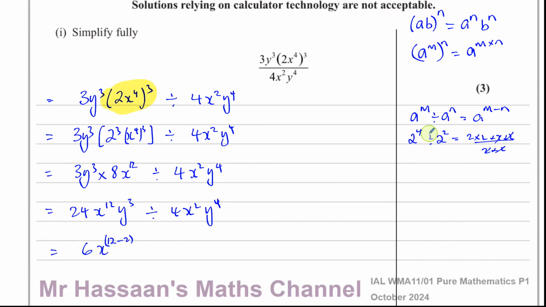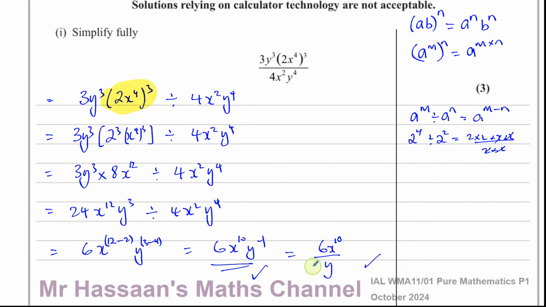It's like when you subtract these two powers. All right, so this would be 12 minus 2, and for the y term, y to the power of 3 divided by y to the power of 4 is y to the power of 3 minus 4. So you end up with 6x to the power of 10 and y to the power of negative 1. You can leave your answer like that, that's fine. You can also leave your answer as 6x to the power of 10 over y. Both of those are considered correct.